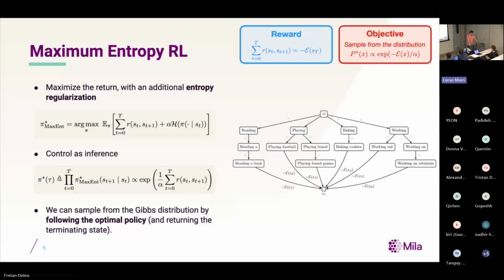So again, if we take the reward that we were considering before, the sum of reward is minus the energy of the terminating state. So if we know the optimal policy under this maxent RL problem, then we have a way to sample from the Gibbs distribution, which is what we were originally trying to do. Yes, alpha is a hyperparameter. Exactly, and this alpha that appears in the objective of maxent RL is exactly the same as the temperature parameter alpha that we have in the Gibbs distribution.